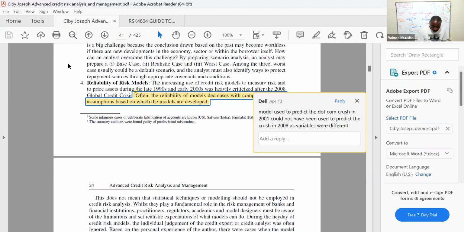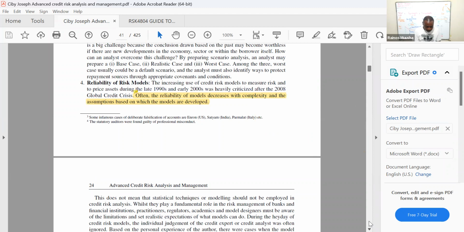Like what we saw, that the model used to predict the dot-com crash in 2001 could not have been used to predict the crash in 2008, as the variables were different, mainly because the dot-com crash was emanating from what? From the tech industry. And the 2008 crash was emanating from what? From the real estate industry. So some of the models are not going to be able to reliably forecast or be used to predict and make analysis when it comes to credit risk analysis.